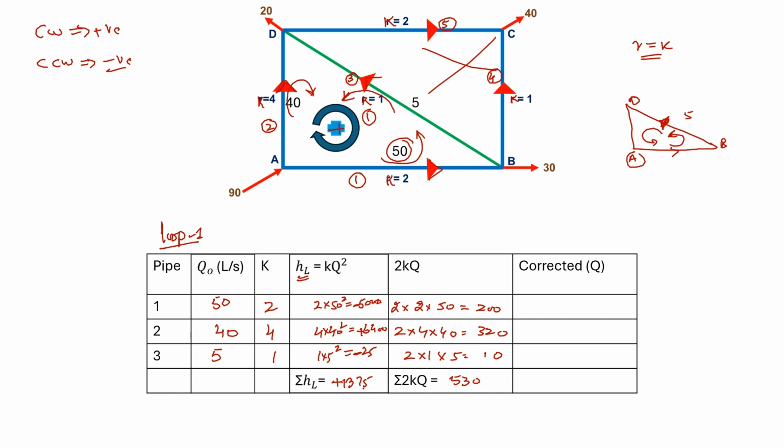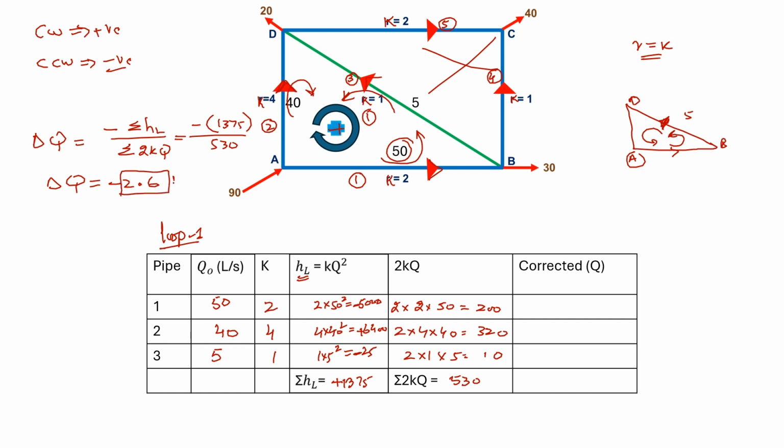Now we need to get the corrected Q value. This 1375 suggests that we have to apply the correction because it is not equal to 0 or near to 0. So what will be the correction? It will be delta Q, and the formula for correction is minus summation of HL divided by summation of 2KQ. What is summation of HL with minus sign? This is 1375, divided by 530. So the value of delta Q is 2.6. We have a correction of 2.6.